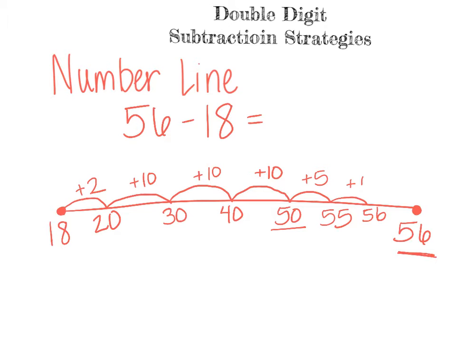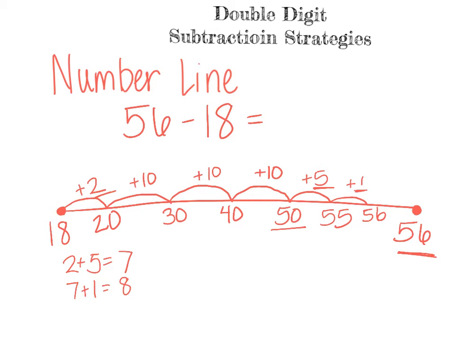Then I need to count all of my jumps, okay? So I'm going to add my ones first. I started with a jump of 2. So 2 plus 5, I know that 2 plus 5 equals 7. And I'm going to add the 1. 7 plus 1 equals 8.